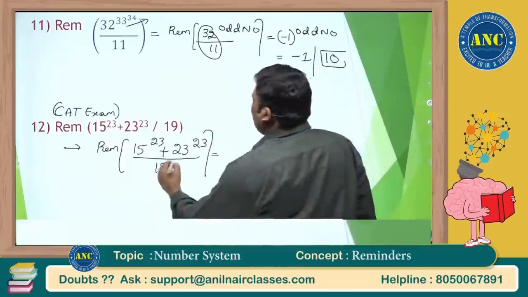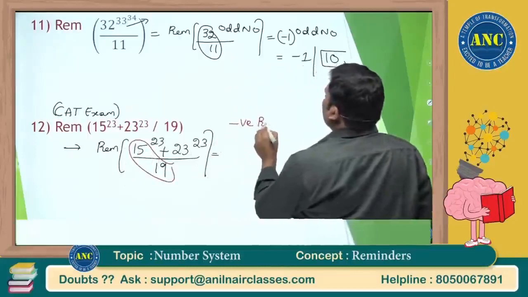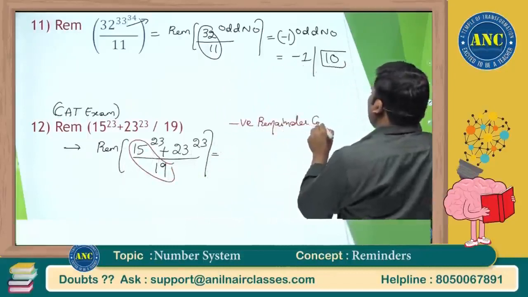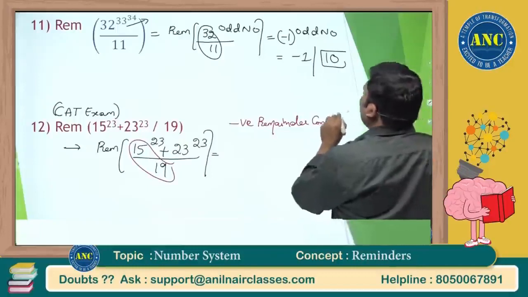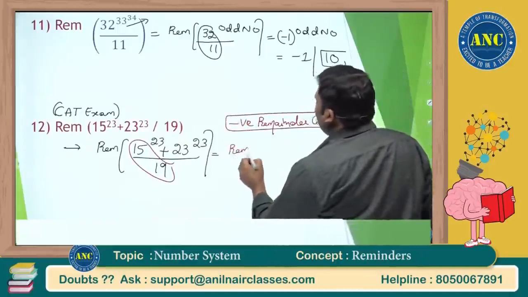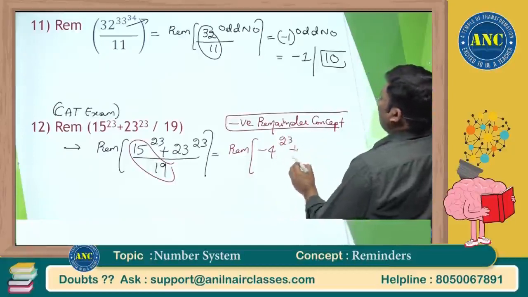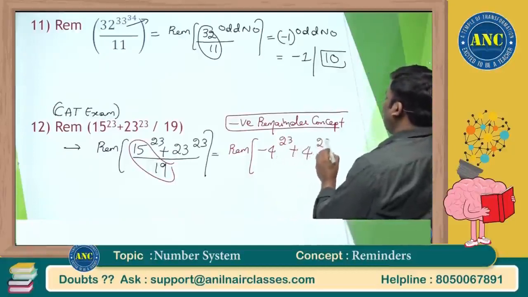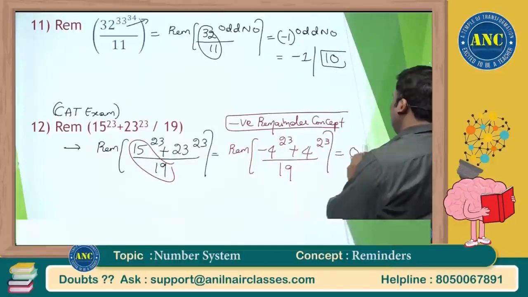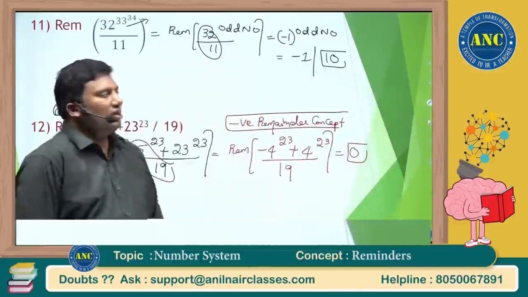The easiest method is using the negative remainder concept. 19 ones are 19, so the negative remainder is minus 4. Minus 4 power odd number, minus 4 power 23, becomes minus 4 power 23 plus 4 power 23. What will be the answer? The answer for this question is 0.